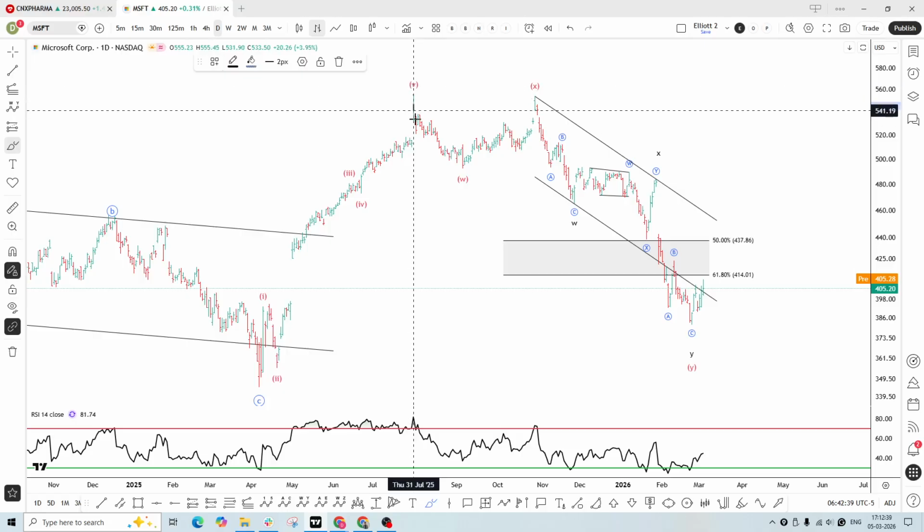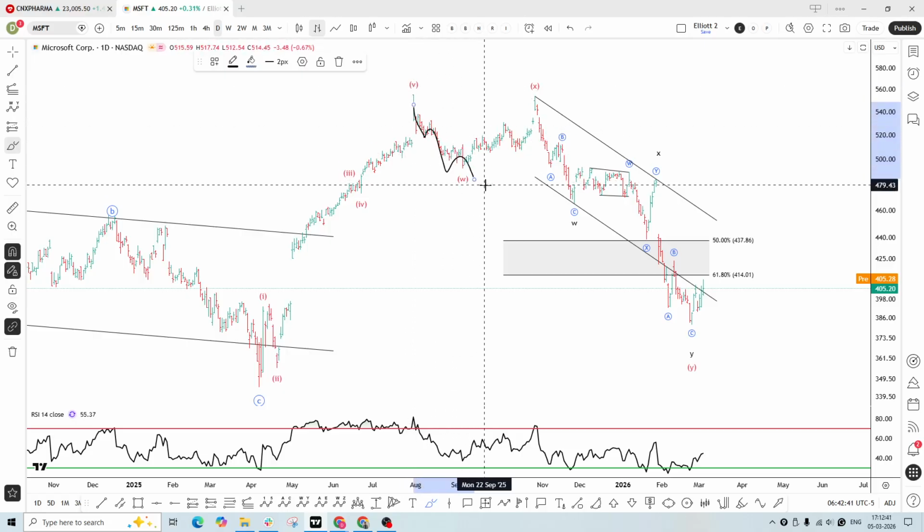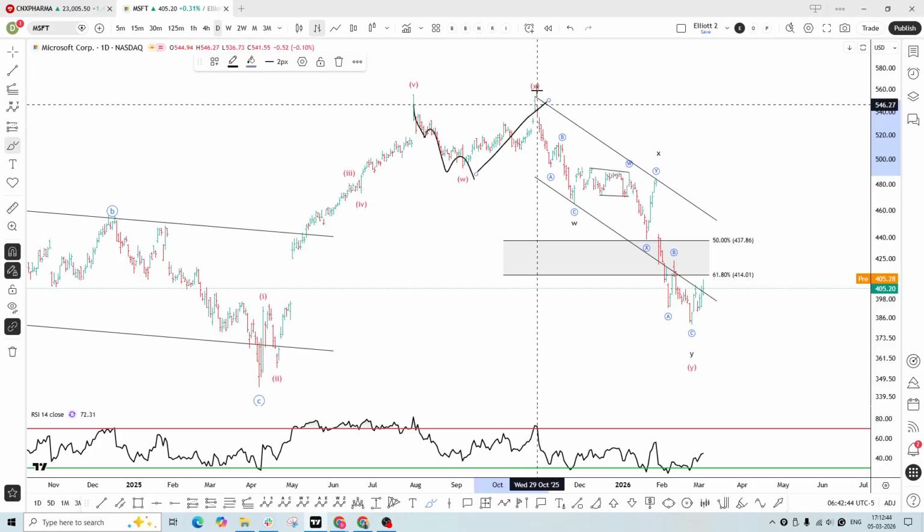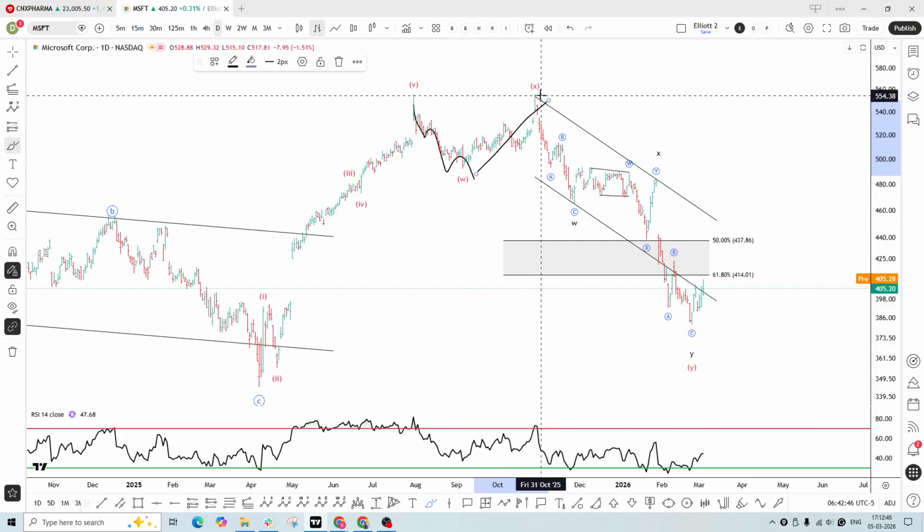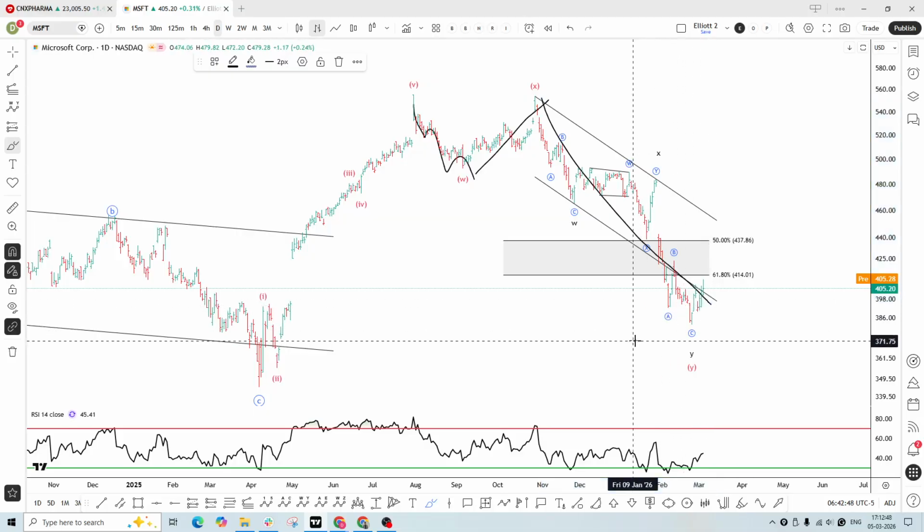Now there is a doubt that this could be the 5 wave structure, and this could be the second wave, but looking at these, this fall is not looking like a third wave.